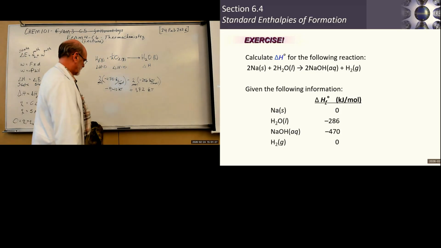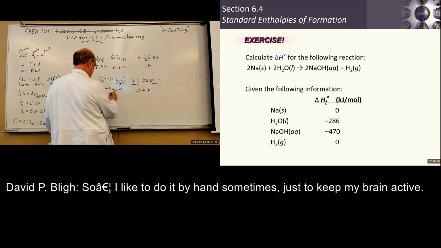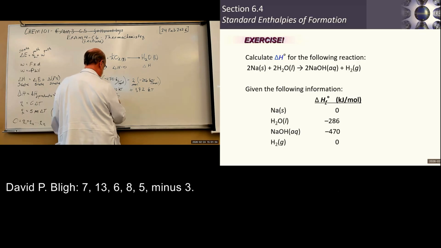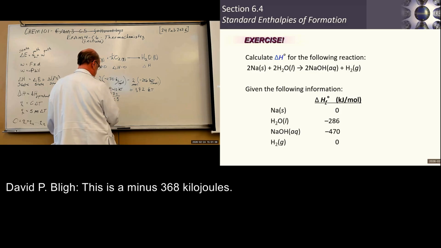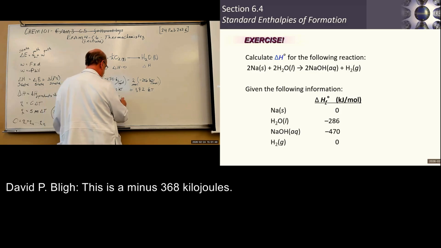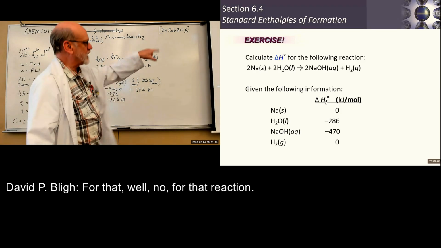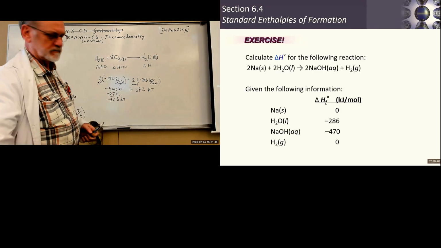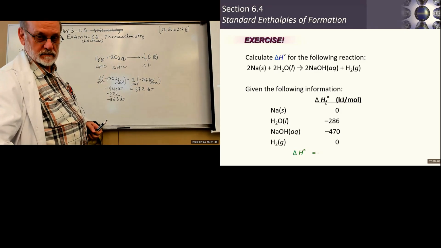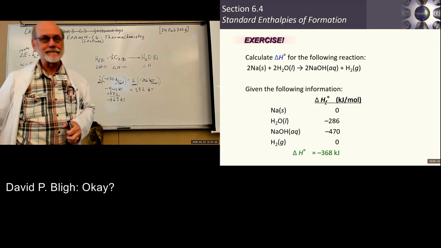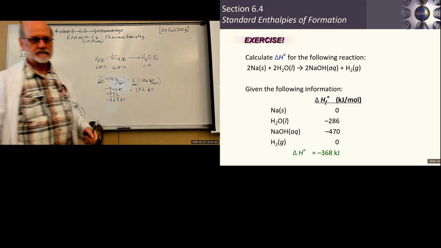Okay? So I like to do it by hand sometimes just to keep my brain active. 13.6, 85, that's 3. This is a minus 368 kilojoules for that reaction. Okay? Really simple.